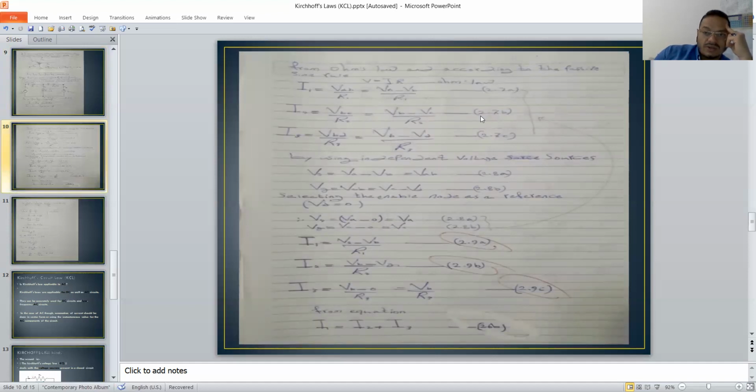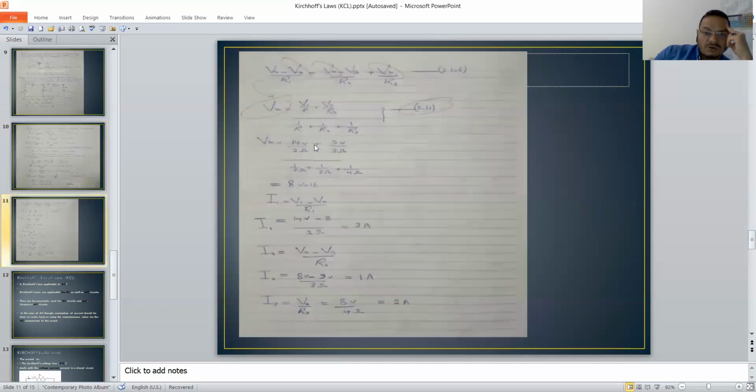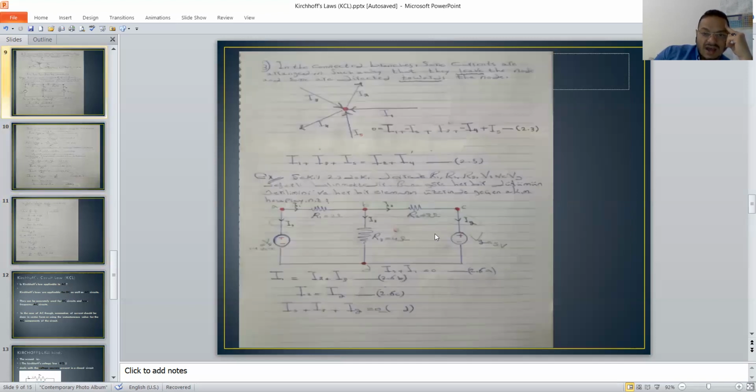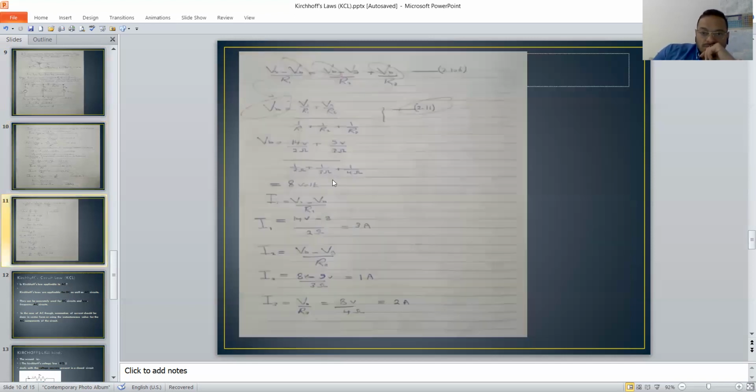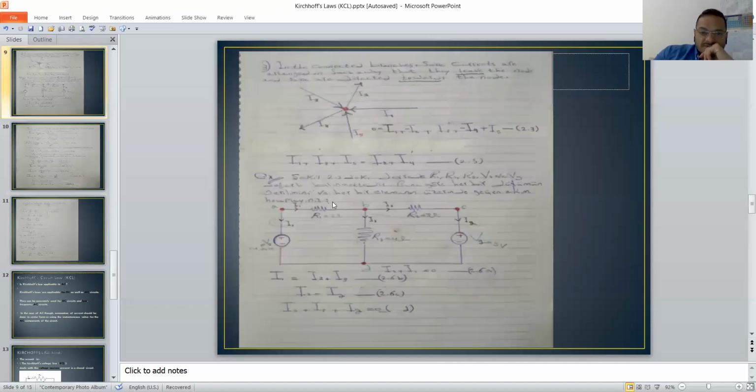That's right, equation 2.7b. Now let's go to the last current, I3. Where's I3 here? Dealing with potential VBD divided on R3, that means VB minus VD divided on R3. It's equation 2.7c. By using independent voltage sources, what does that mean? Here, VS, where is the VS? This is VS. VS equal VAD.